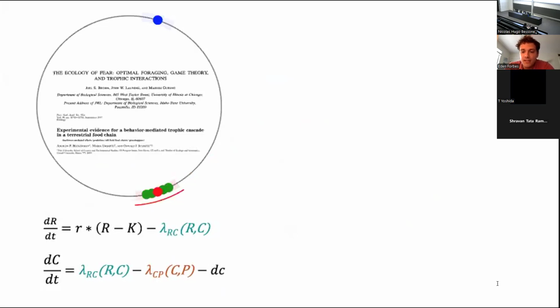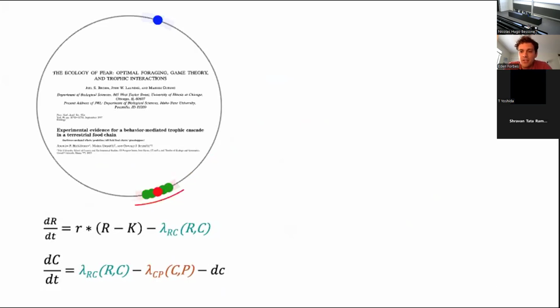It's been shown theoretically that foraging reduction of prey because of increased vigilance in the presence of predators can be a stronger driver of ecosystem behavior than direct mortality. This has been also verified experimentally in the paper I have on the slide. So in this model, we run into that effect.